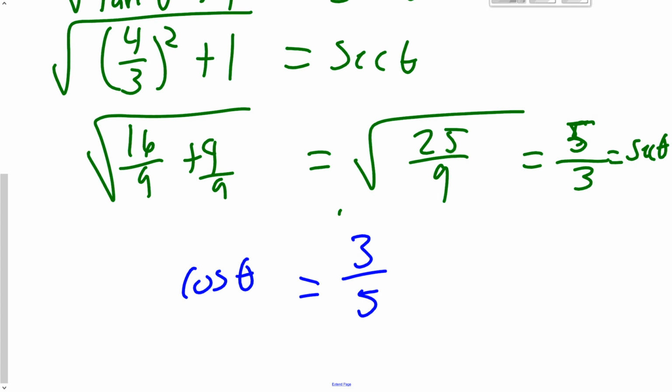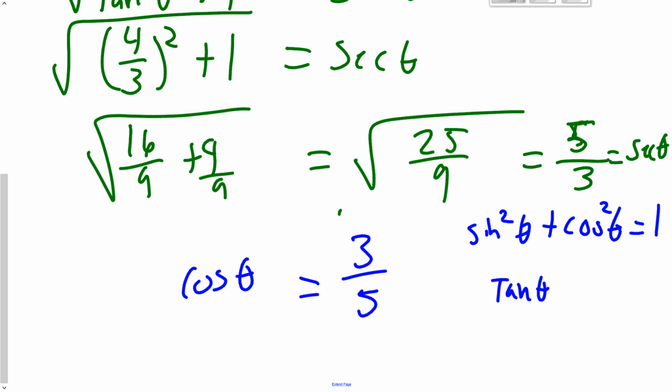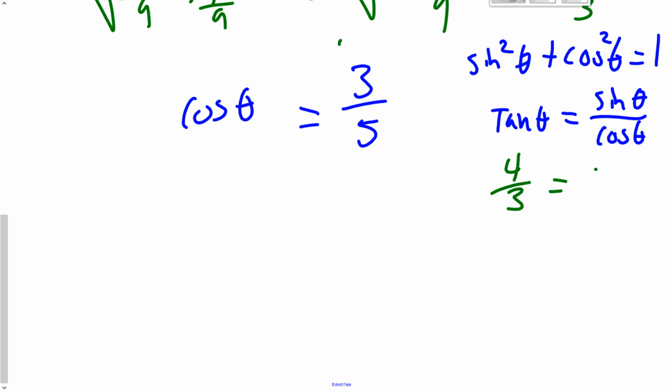So now once we have cosine of theta, you could do two different things. You could use the Pythagorean identity of sine squared of theta plus cosine squared of theta equals 1. Or we could use the fact that tangent of theta is equal to sine of theta over cosine of theta. I think this bottom one is probably easier to use because we know tangent is 4/3, and we know cosine is now 3/5. It is negative, but we'll deal with the negative. We already know this is going to be negative, so don't worry about it right now.